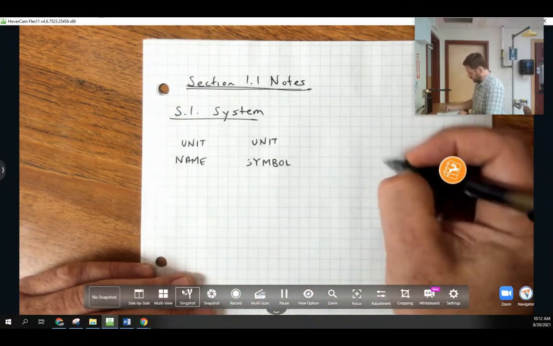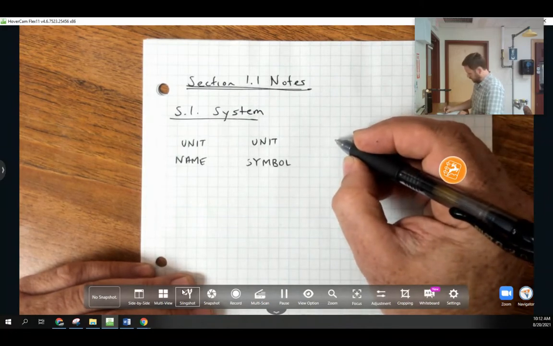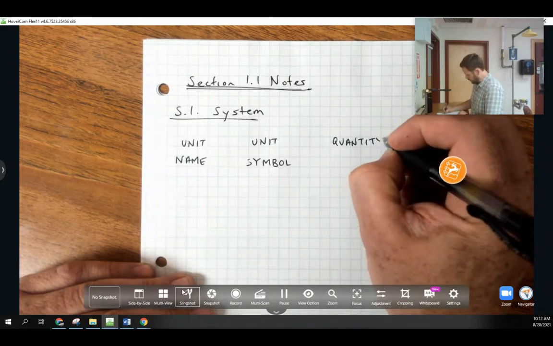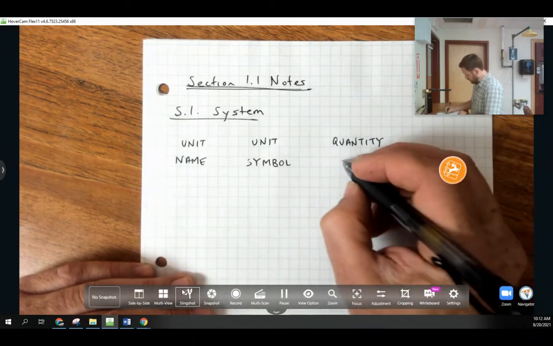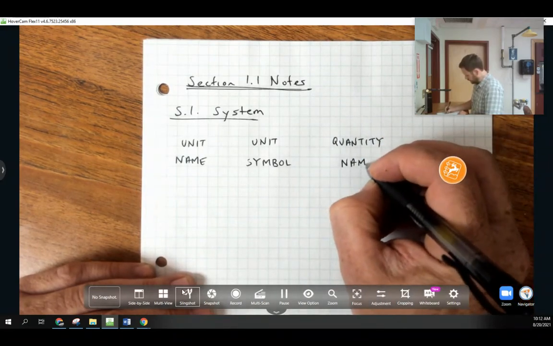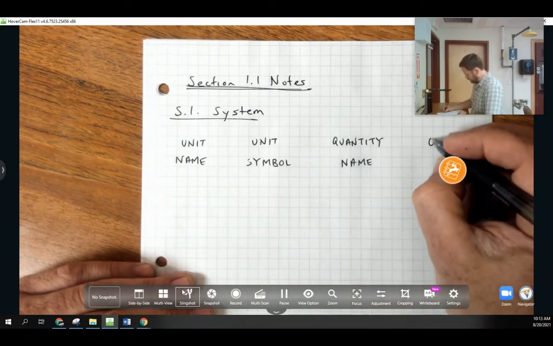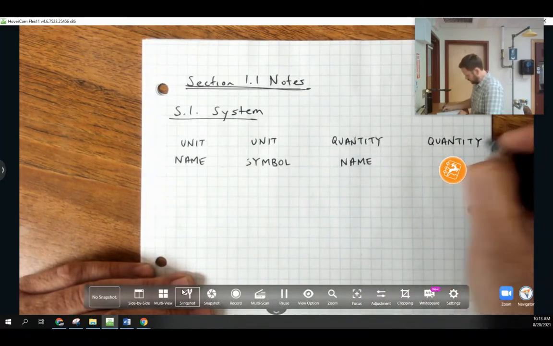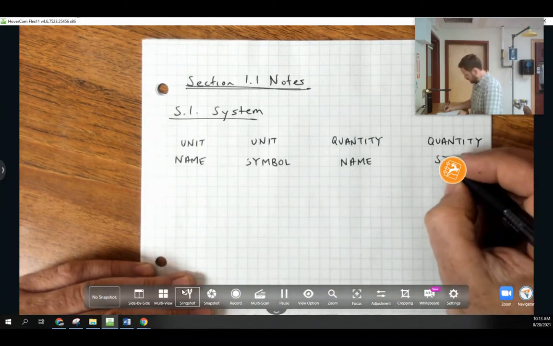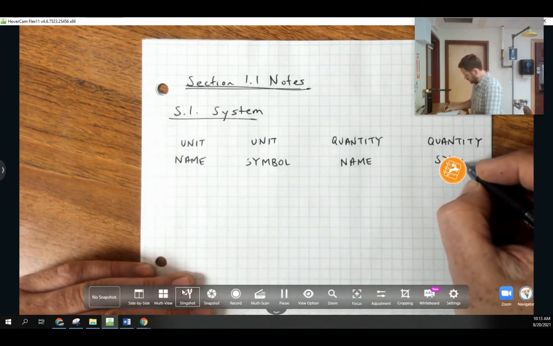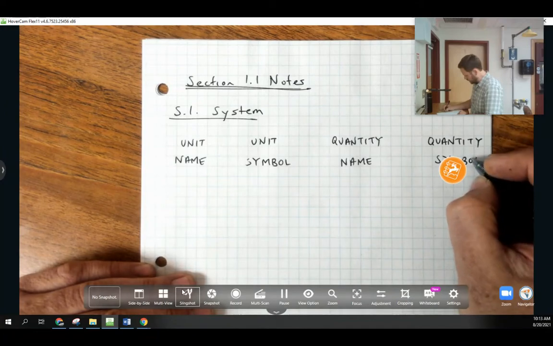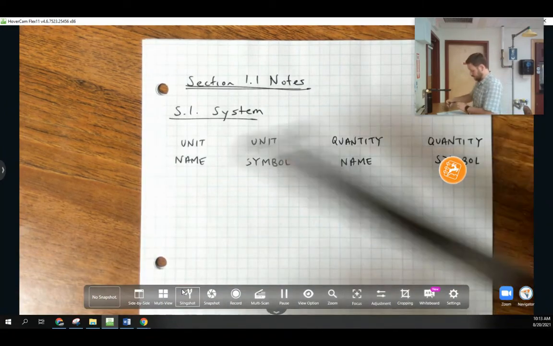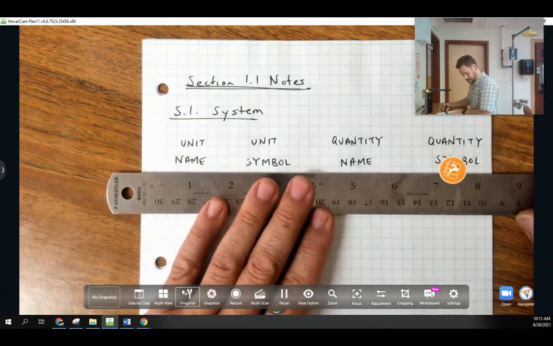And then next, 2 more columns, one for the quantity that the unit corresponds to. So what's the name of the quantity that the meter describes? And what's the symbol for the quantity that meters describe? In other words, meters describe distance or length, and we'll use the letter D for distance or the letter L for length. So those are our 4 column headings.